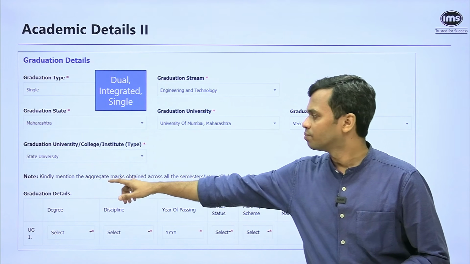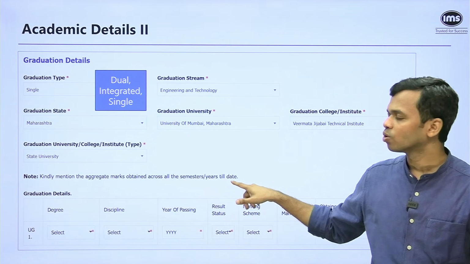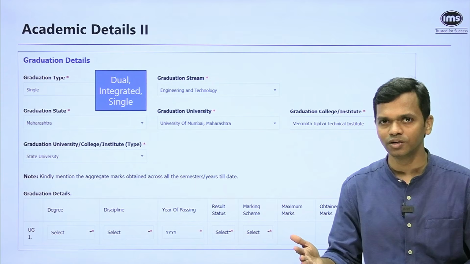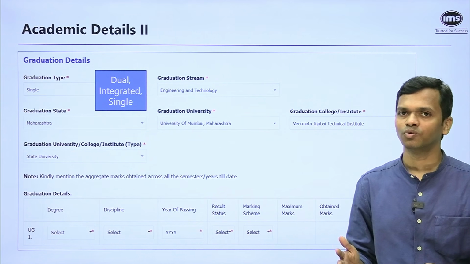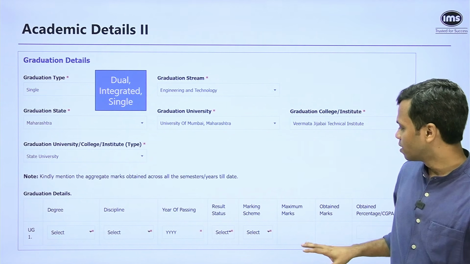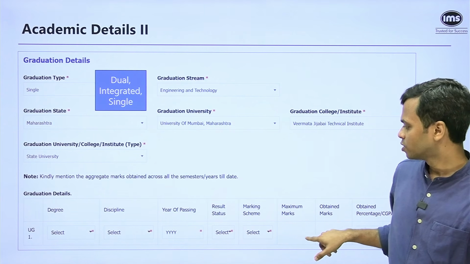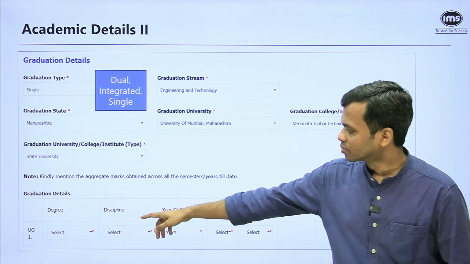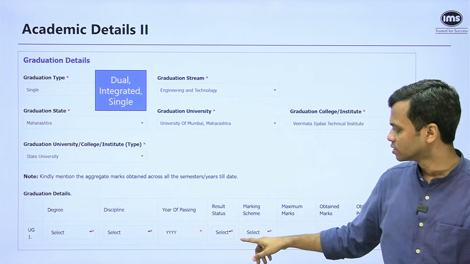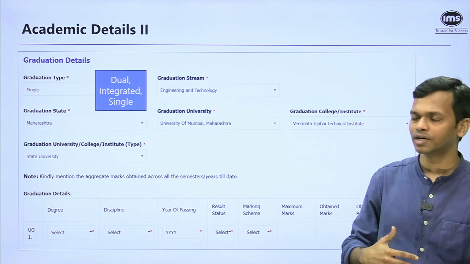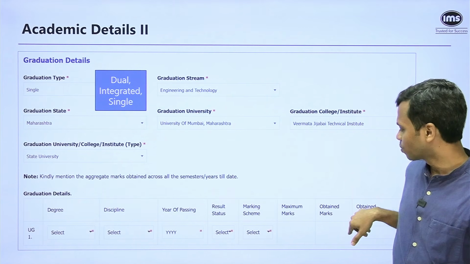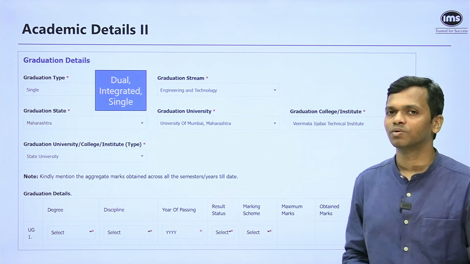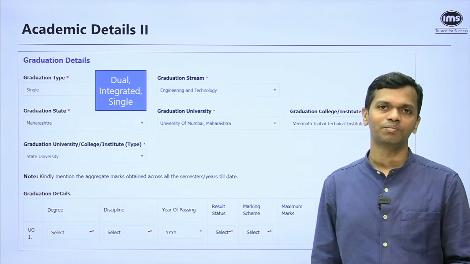An important thing they have given: mention the aggregate marks obtained across all the semesters and years till date. So whatever you have received so far, let's say you're a final year student, whatever you have obtained so far, you have to include all of them, take the total and enter it here. So here, very similar to what you had for 10th and 12th. So degree, discipline, year of passing, result status, so declared, awaited, etc. And then maximum marks, and obtained percentage. So pretty straightforward. But if you have any questions, feel free to reach out to them rather than making any mistakes.